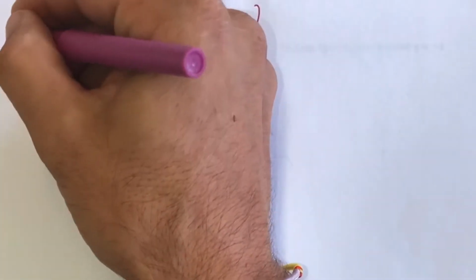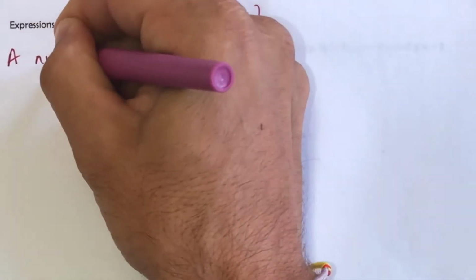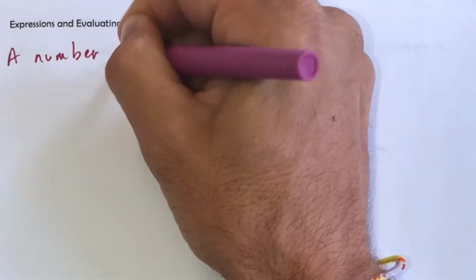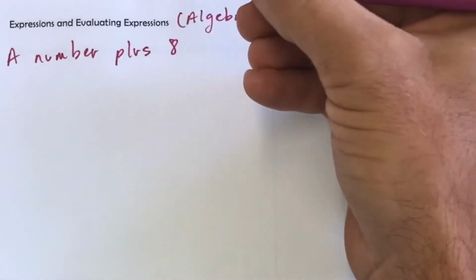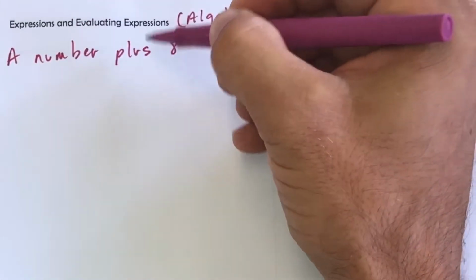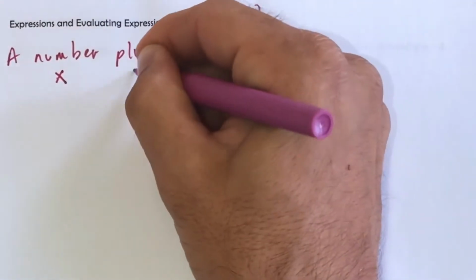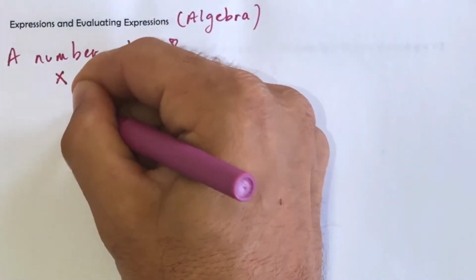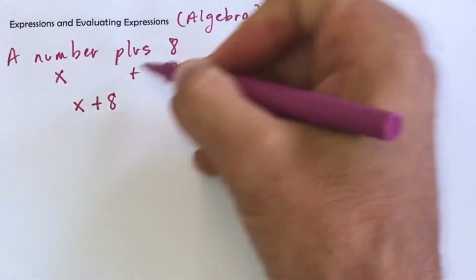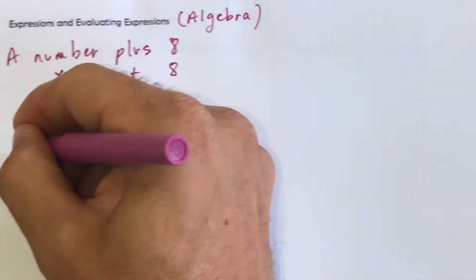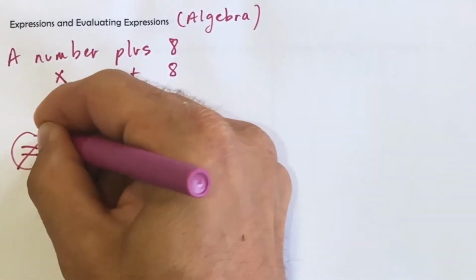So for instance, if I said a number plus 8, this we would say is an expression. And in order to write that, I can use a variable, an operation, and a number, and I could say this is x plus 8. This is the number which we don't know plus 8. This is an expression. Generally, expressions do not have an equal sign, right?